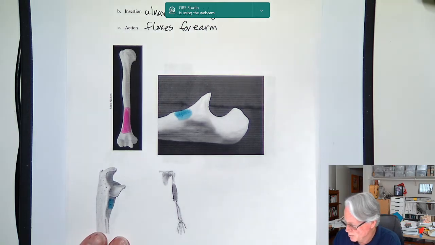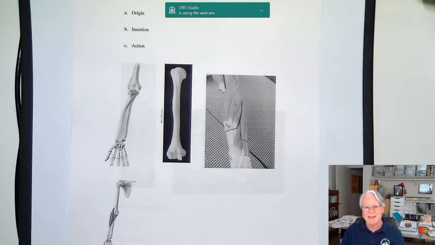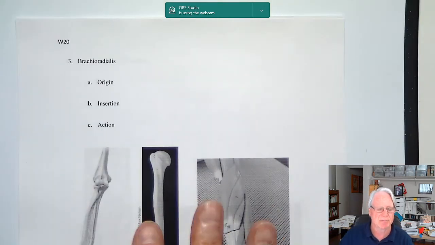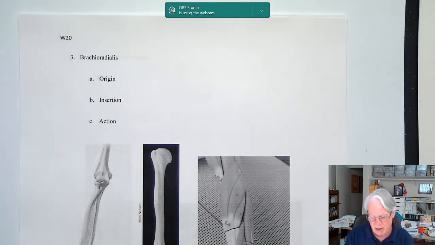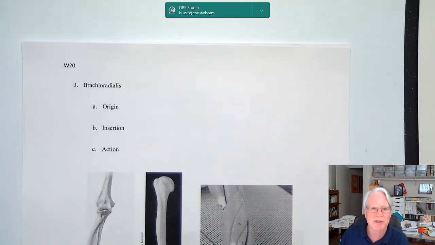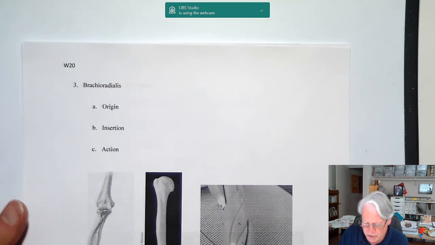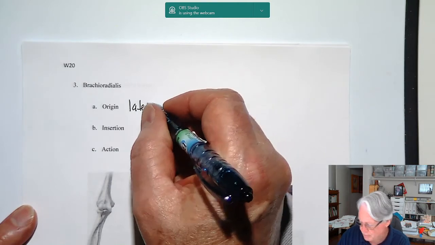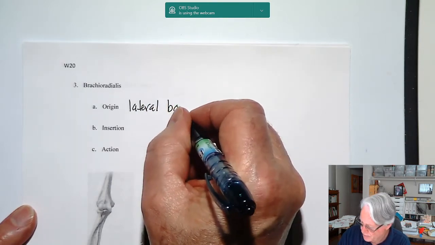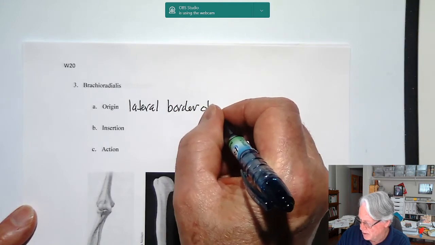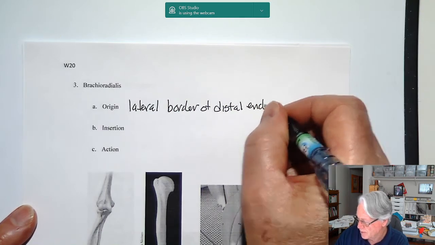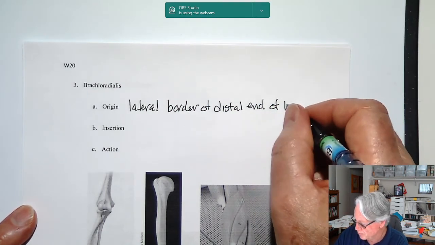All right, let's move on and do the next muscle, which is the brachioradialis. Let's go ahead and get our information in, and then we'll come back and look at some pictures. So the brachioradialis. Origin. It's going to be the lateral border of the distal end of the humerus.